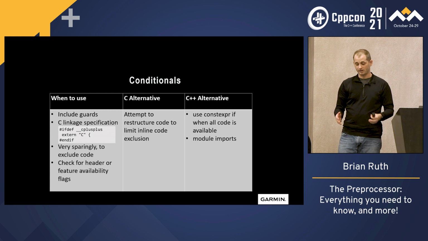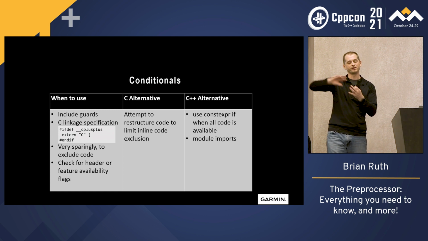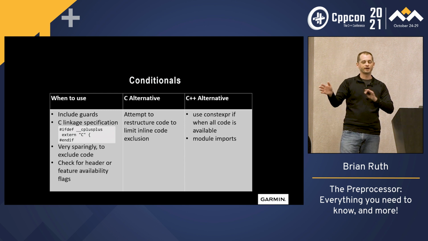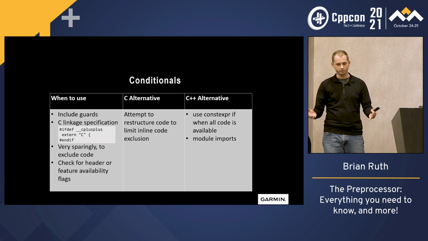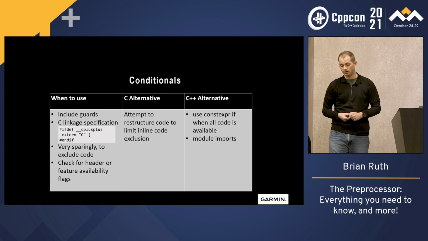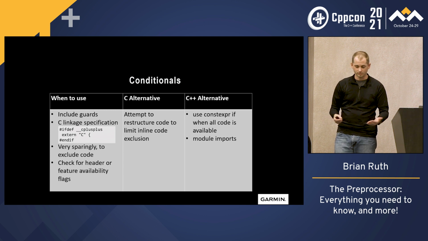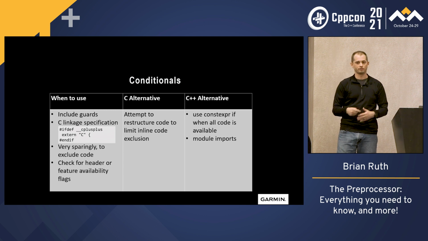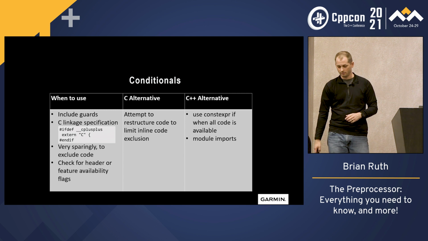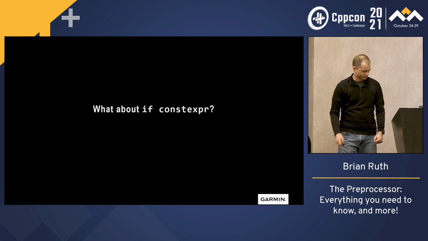So for C, you want to attempt to restructure your code to limit inline execution. Move things into a separate function, and split headers based on whether you want to include things or not. Try to limit the amount of stuff just to make the code easier to work with. And then for C++, you can use constexpr when all the code is available, and then module imports as well. You can use those to bring things in conditionally. So what about if constexpr?